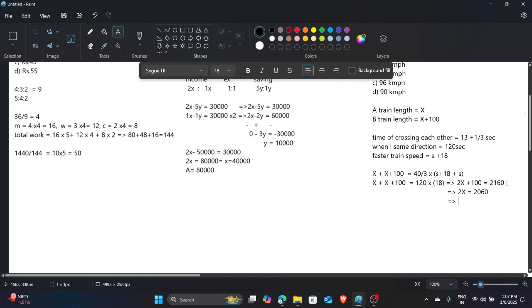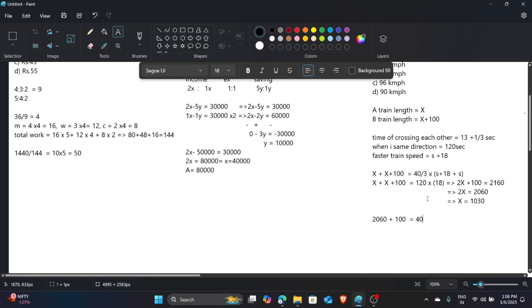Now the value of x is what? x equals half of it. So 2 ones are 2, again 0, 2 threes are 6, again 0. This is the value, so we got the value of x. Now we put it in the first equation. As you can see, x plus x, this value we can put directly, was 2x, so it is 60. Now plus 100.